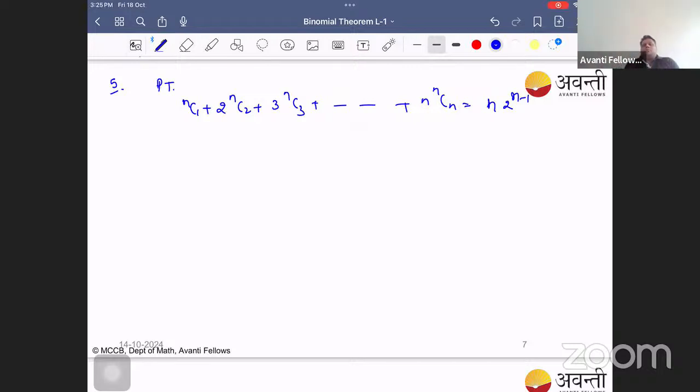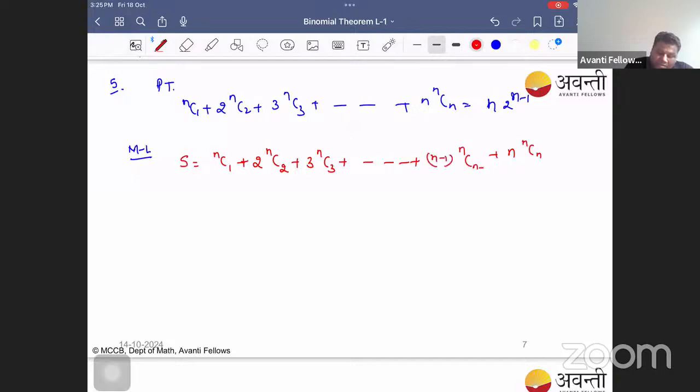See, I will give you two ways to solve it. Even I can give you multiple ways. I'll give you three ways. See, method one. See very carefully, they are very important. Let us assume this series is nC1 plus twice of nC2 plus thrice of nC3. Last term is n times nCn. Previous term is n minus 1, nCn minus 1. Yes or no?